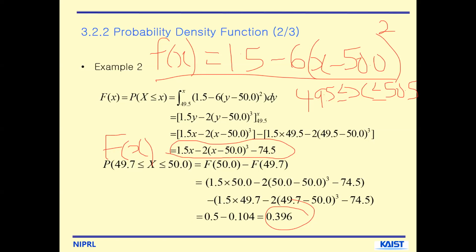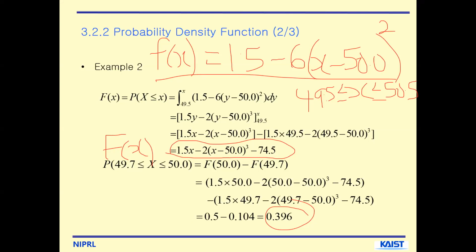Of course, the value of the diameter of a metal cylinder is actually going to lie between 49.7 and 50.0. That's exactly what that is explaining.